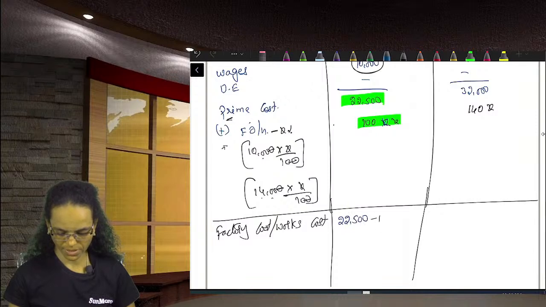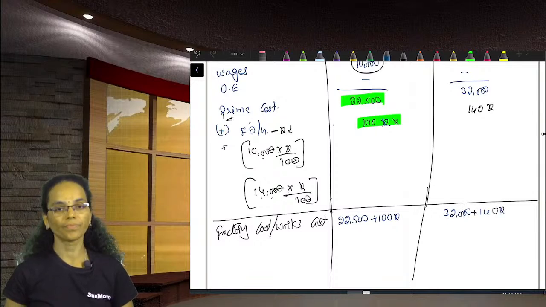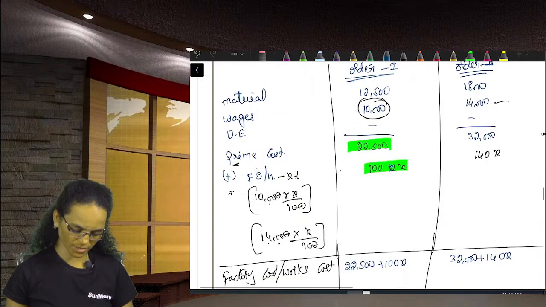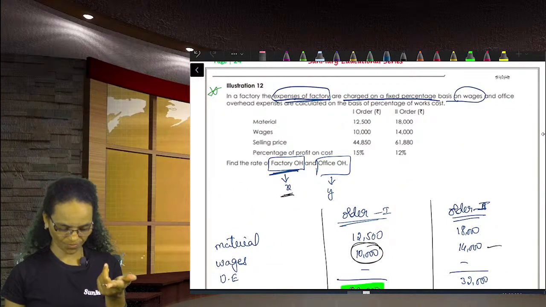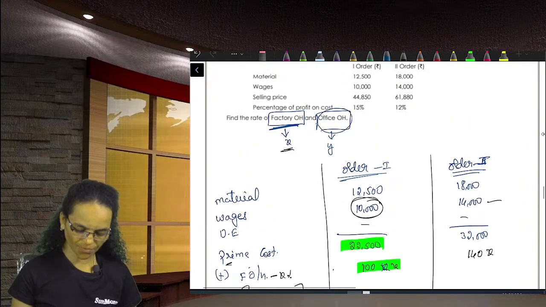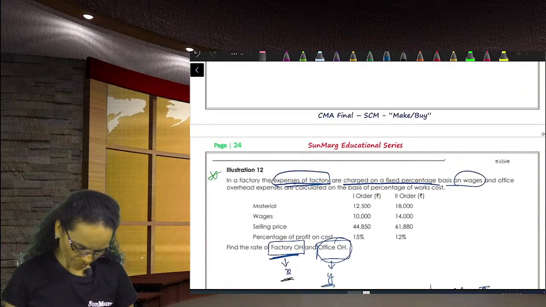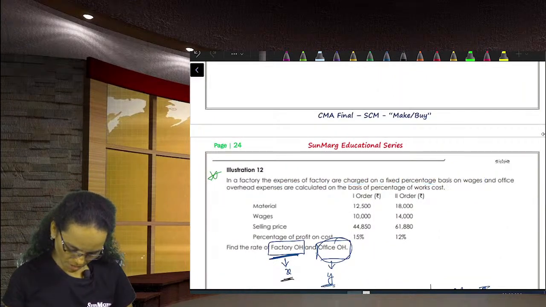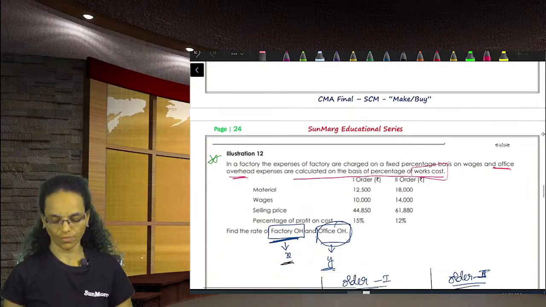$2,250 plus 100x, 32,000 plus 140x. So we got factory cost. To factory cost we will add factory overhead or the manufacturing overheads. See, it is given office overheads, Y percentage on what? Office overheads are calculated on the basis of percentage of works cost.